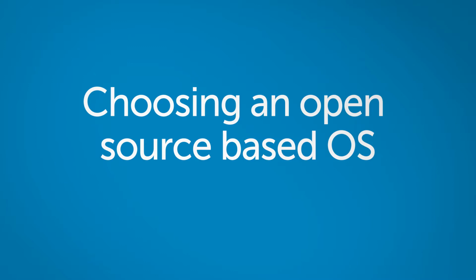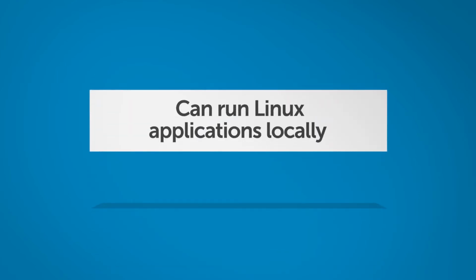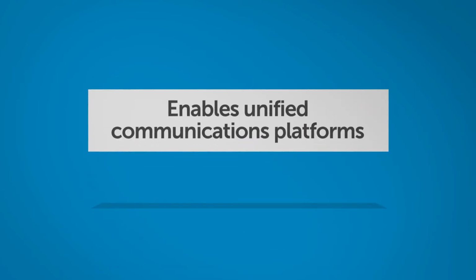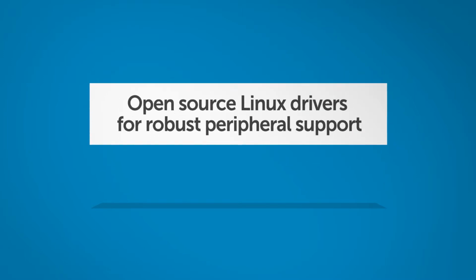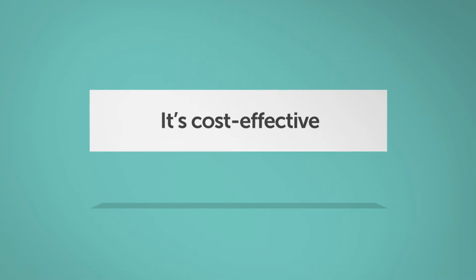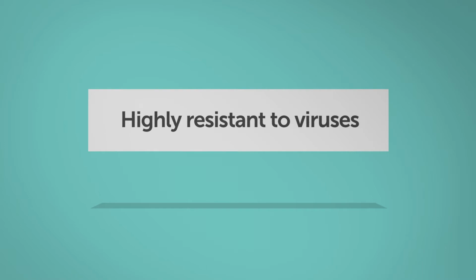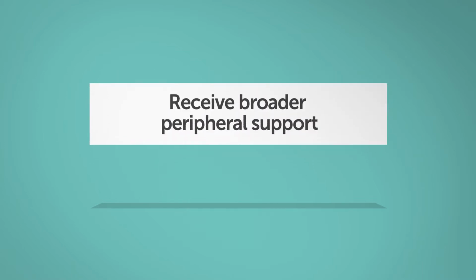Choosing an open-source-based OS offers increased security and helps you reduce costly OS licensing fees. It can run Linux applications locally, enables unified communications platforms such as Lync, Skype for Business, and VXME, and leverages open-source Linux drivers for robust peripheral support. But what sets it apart is the fact it's built on open-source software, meaning it's cost-effective, highly resistant to viruses, requires less OS device patching, and you'll receive broader peripheral support.